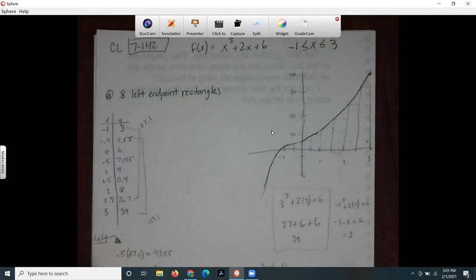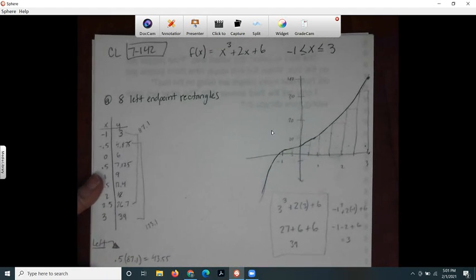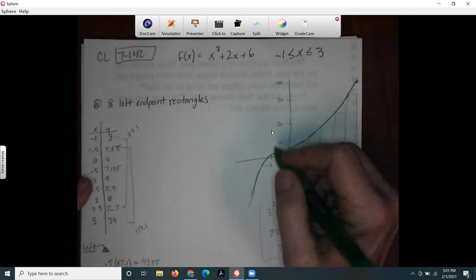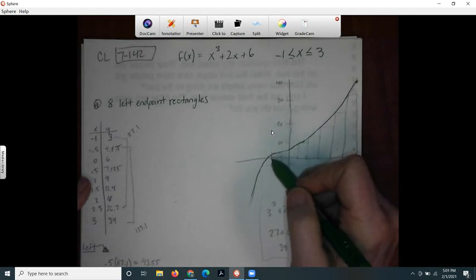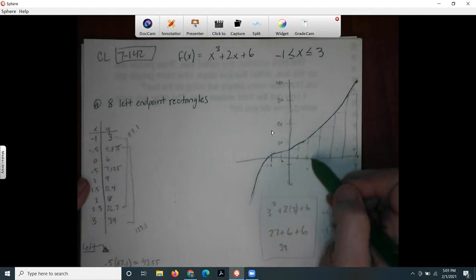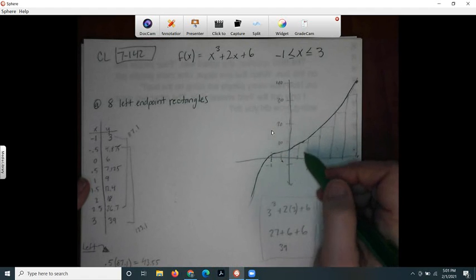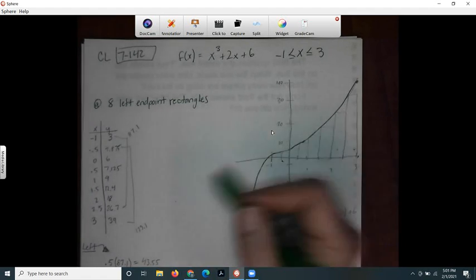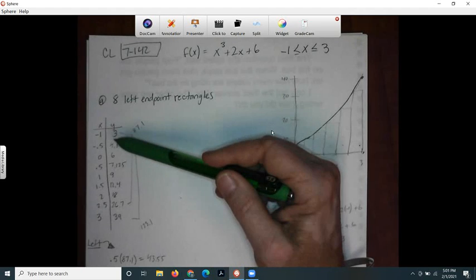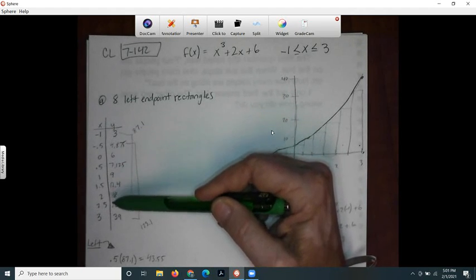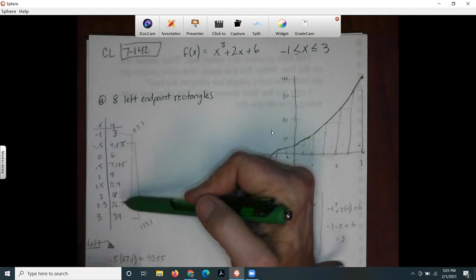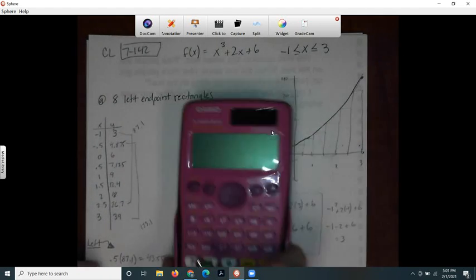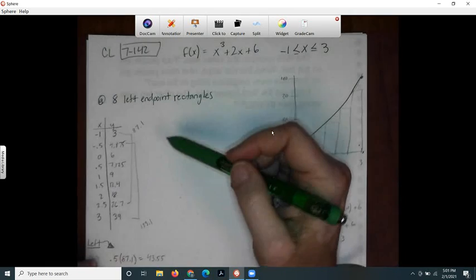And I know that my 8 left endpoint rectangles are going to be at negative 1, negative 0.5, 0, 0.5, 1. Sorry, I can't count by halves. They're going to be these numbers: 1, 2, 3, 4, 5, 6, 7, 8. So that's why I drew this little line right here. So I just stuck those in my little pink calculator, added them up, and I found out that they add up to 87.1.